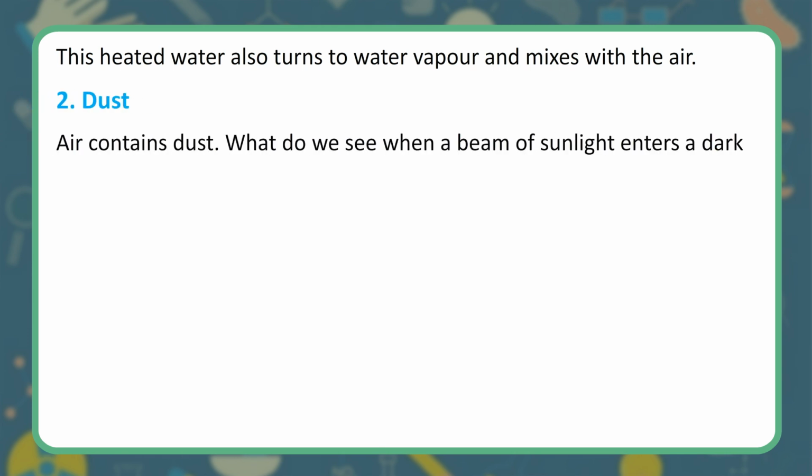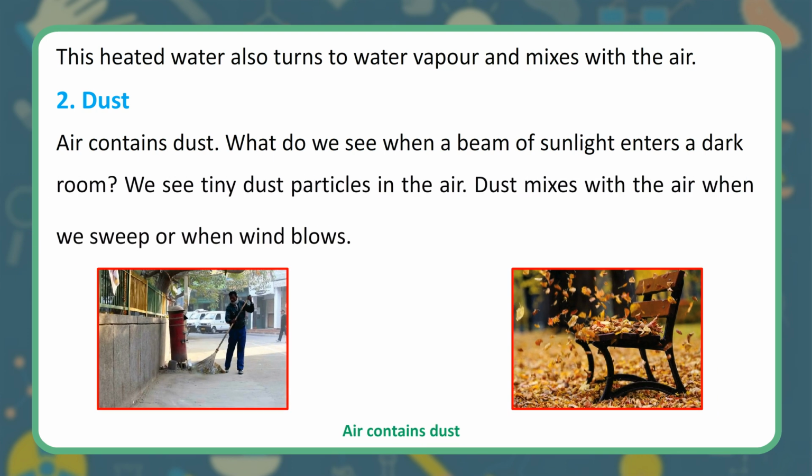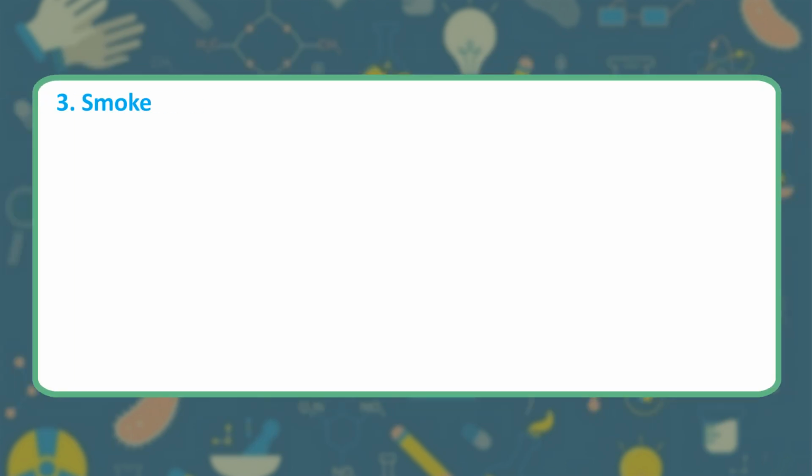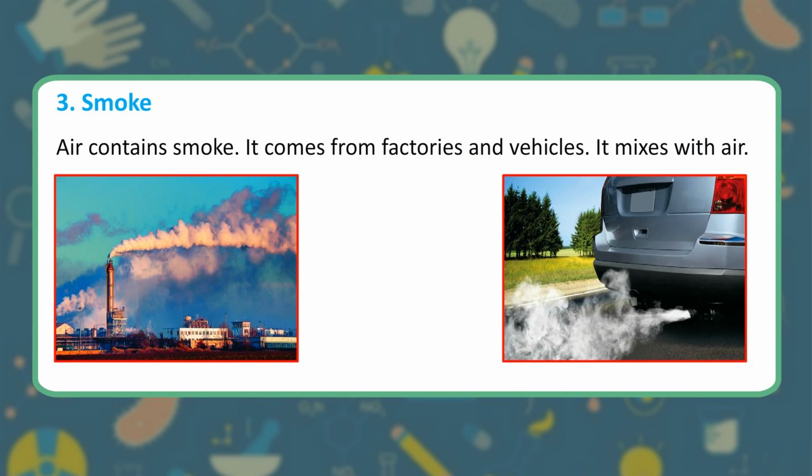Dust. Air contains dust. What do we see when a beam of sunlight enters a dark room? We see tiny dust particles in the air. Dust mixes with the air when we sweep or when wind blows. Air contains dust. Smoke. Air contains smoke. It comes from factories and vehicles. It mixes with air.